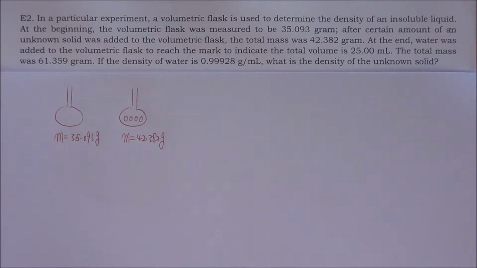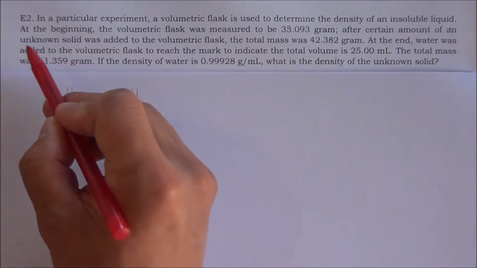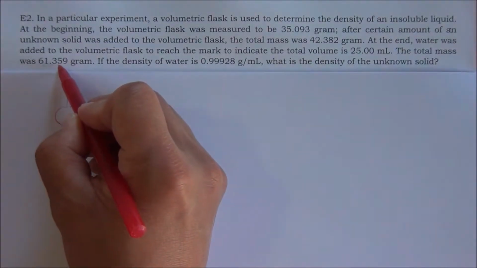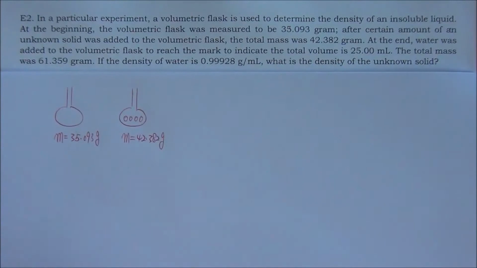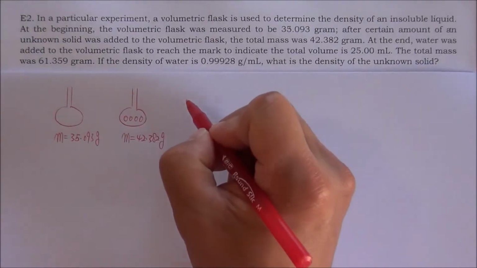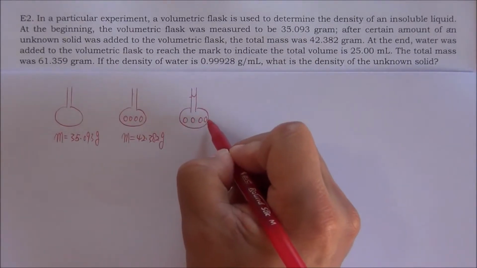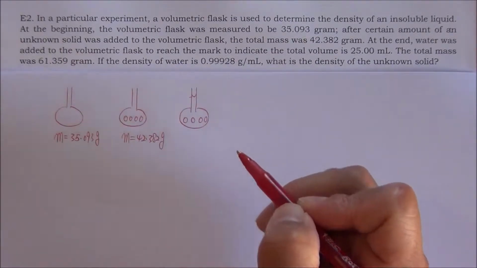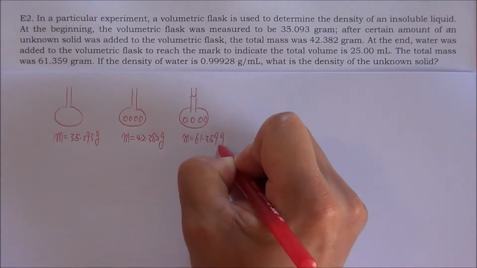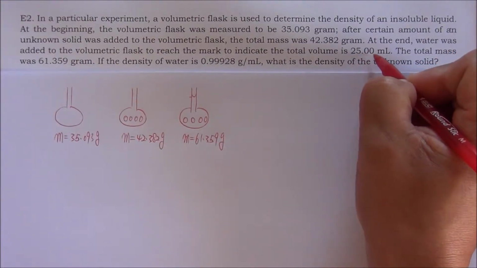Well, when we continue to read, we find that when we add water, flask, and unknown solid together, the total mass becomes 61.359 gram. Well, the third drawing should be the flask, solid, and water to the mark. We should draw the same number of circles to represent the same solid. The mass is 61.359 grams. We also know the total volume is 25.00 milliliter.